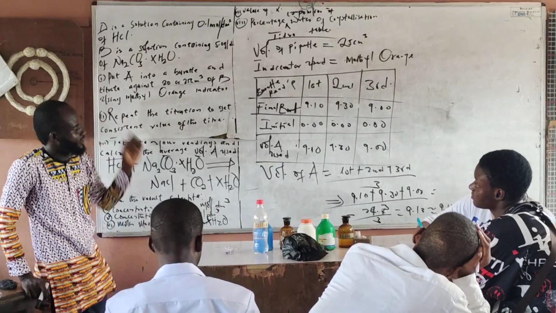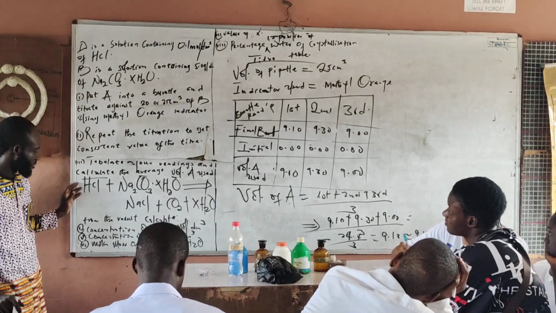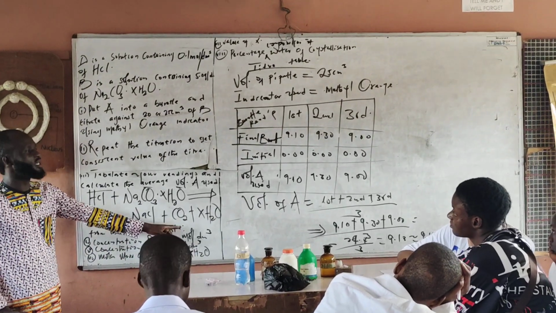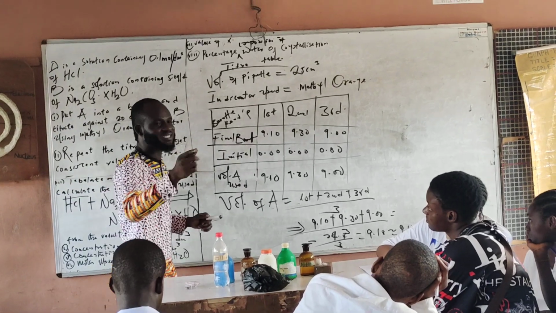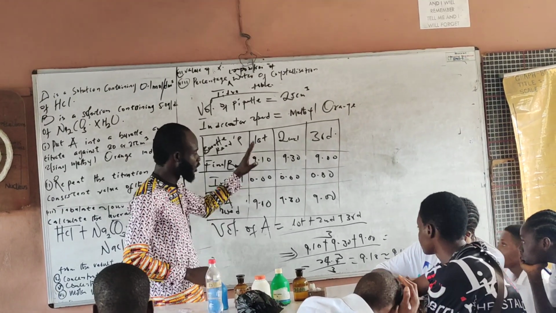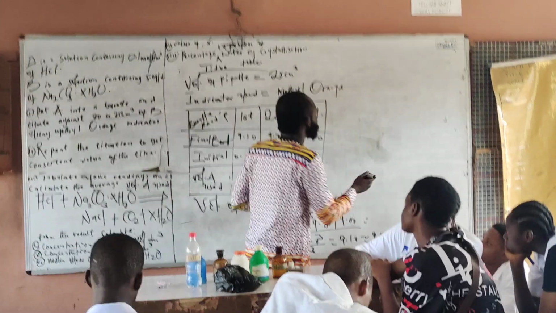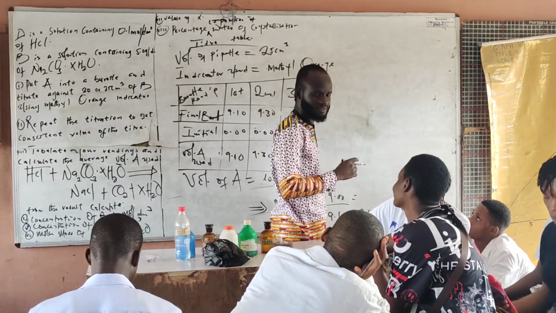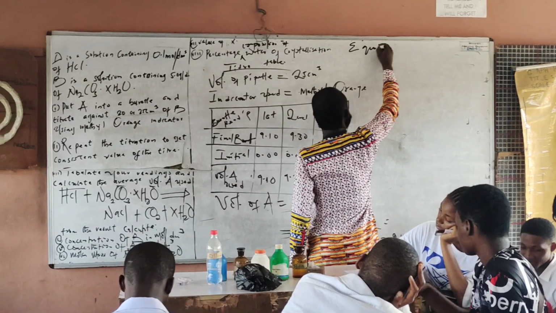Okay, we have not finished that one. The next one is what? From the result, calculate the concentration in mole per dm3. But before that, you need to write and balance your word equation. Write and balance your word equation. Take note. Once you're done with the table, the next thing is the equation for the reaction. You write it.